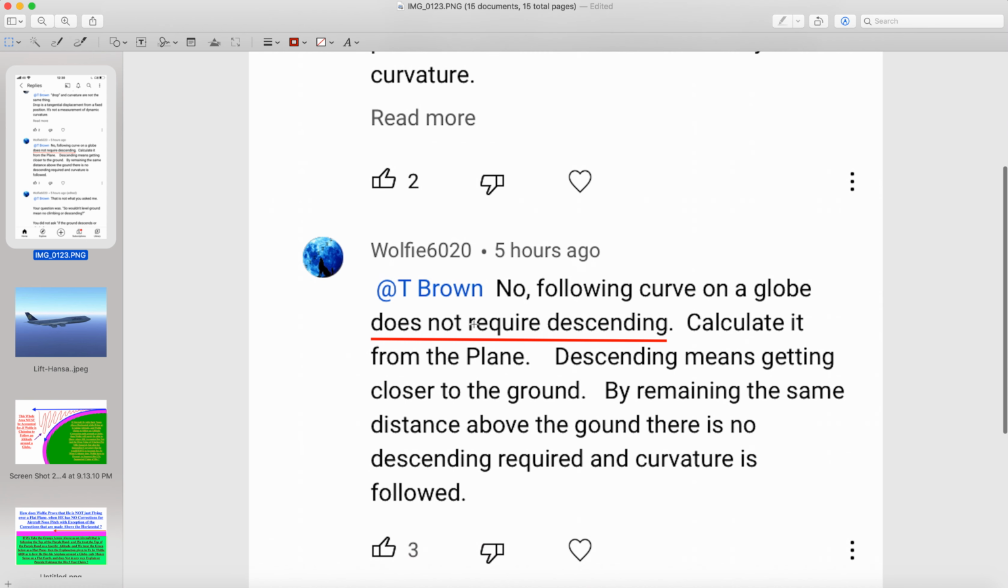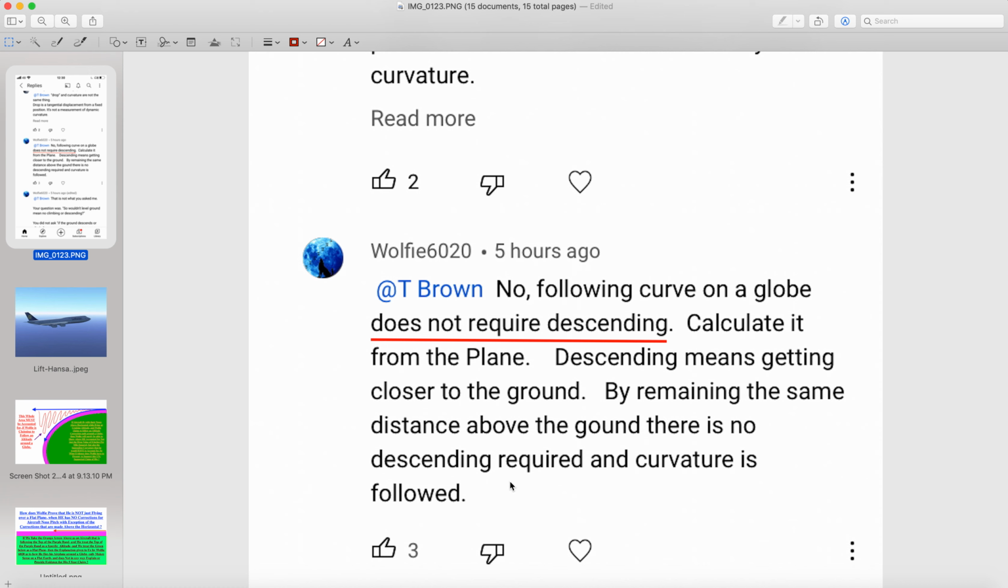Wolfie replied, at T Brown, no, following curve on a globe does not require descending, right? So it doesn't require descending. Calculated from the plane, right? Whatever. So it's a calculation made from the plane, supposedly, or I don't know what that really means. Descending means getting closer to the ground. By remaining the same distance above the ground, there is no descending required and curvature is followed.